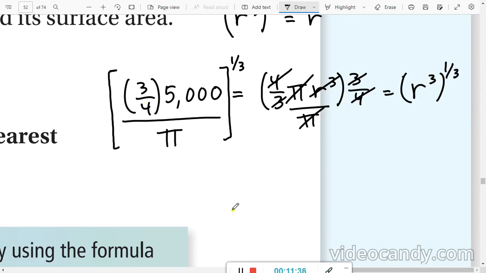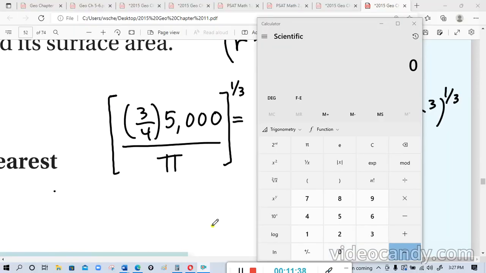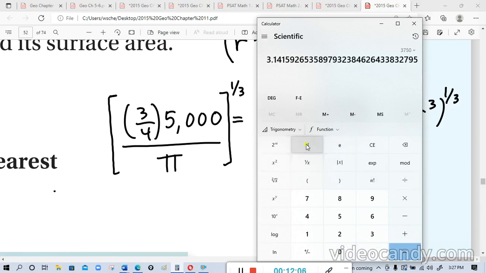So I'm going to show you this on the on-screen calculator. All right, this is not as bad as it looks. I'm going to do 3/4 first, so 3 divided by 4, hit equals, and of course that's just 0.75. Okay, so this is 0.75 times 5,000, and you can hit equals again, you don't even have to, but you can, and then divided by pi, and hit equals. So this mess in parentheses is this right here.